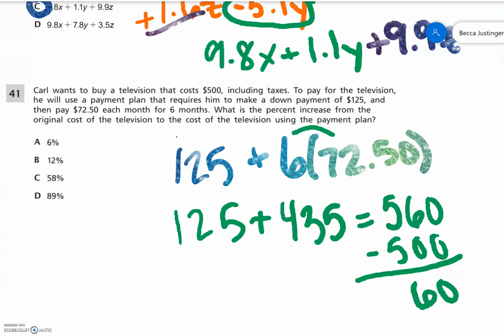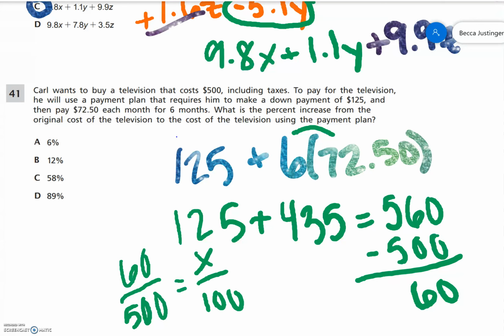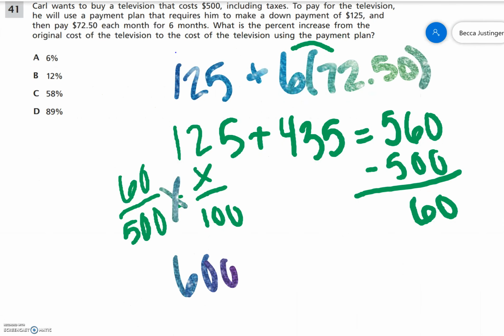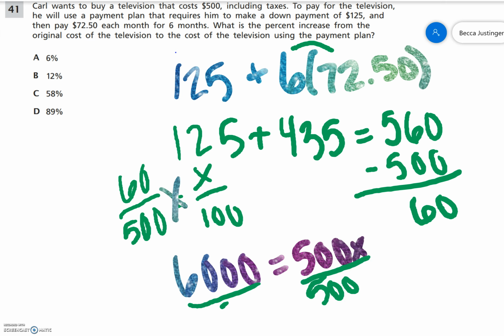So I want to know, what is that percent increase? It increased by $60 of the $500 original dollars is what percent over 100? Cross multiply. 60 times 100 is 6,000 equals 500x. Divide both sides by 500. 500 cancels out on the right. And 6,000 divided by 500 equals 12%.